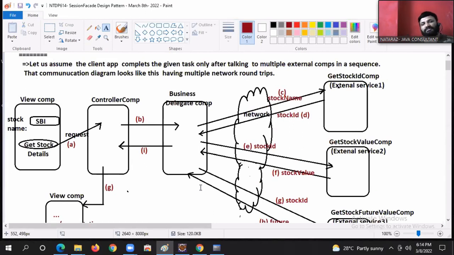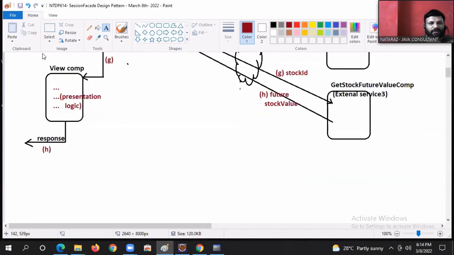I have a problem. To talk with the three components, three times it has to make network round trips. More network round trips means more burden or not? I want a reply, guys. More network round trips means more burden. Convinced with me, my dear? Got the clarity? Super, boss.